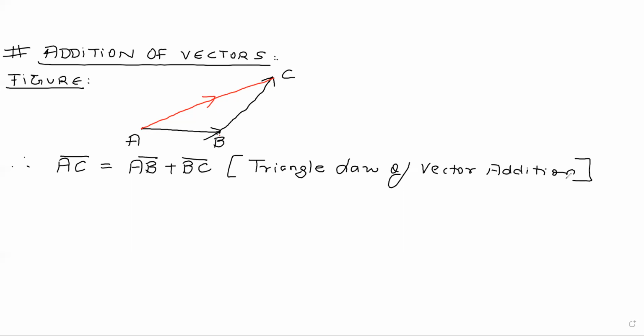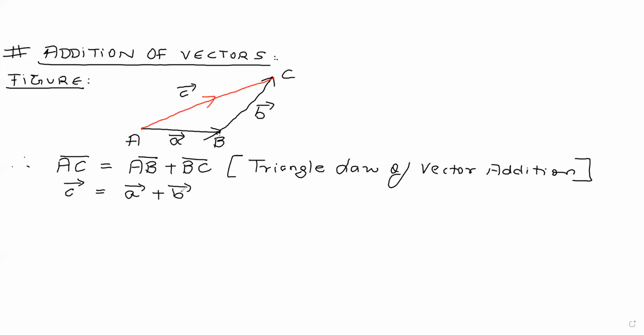I can either directly go from A to point C, or I can go from A to B and then from B to C. So guys, if I denote this by vector A, this by vector B, and this by vector C, then AC is nothing but vector C. So vector C, which is AC bar, is equal to vector A, which is AB bar, plus vector B, which is BC bar. I hope students have understood this.